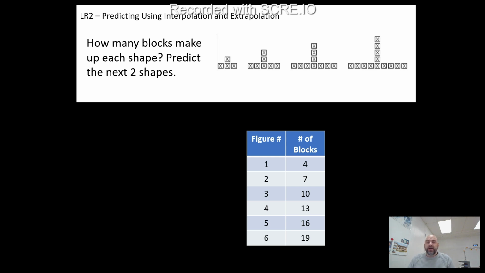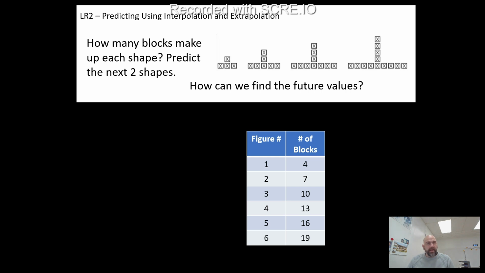There is a table of values that's given there on the screen already, and we're told for each figure number how many blocks are in each figure. And so we've already extrapolated for the fifth and sixth figure. Can we keep on going? Okay, so can we find future values, or how can we do this?